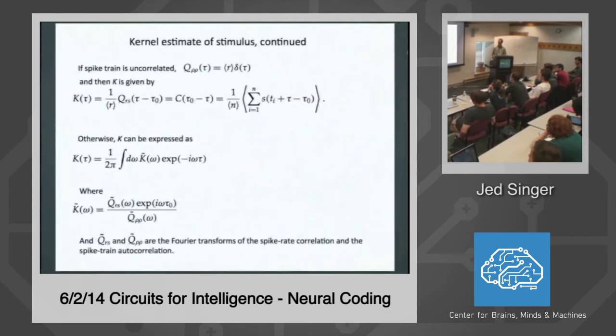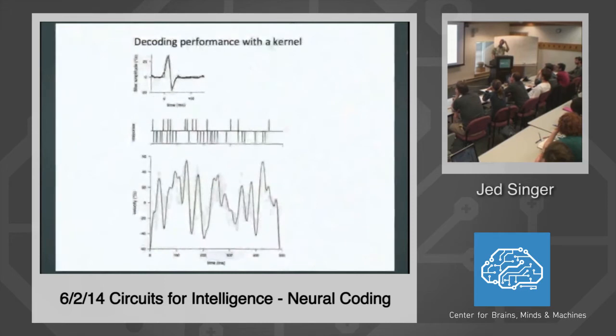with itself. In that case, you can use spectral techniques involving the Fourier transform of the rate-stimulus correlation and the spike train autocorrelation. And the derivations of all of that are in this book, I believe around page 110. But it's a pretty slick trick. And using this sort of decoder, we can do very well.